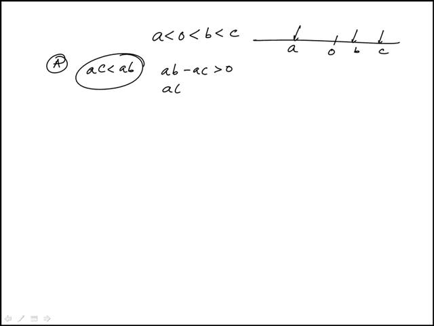I'm going to factor that, and so we need to assess whether this is true or not. Now A is negative and B minus C is negative because B is less than C, so this product will be positive, so that holds true.